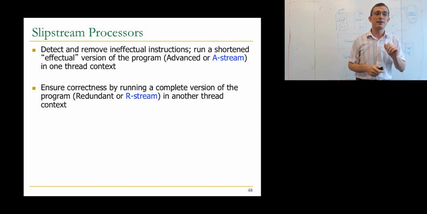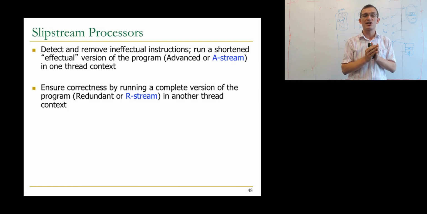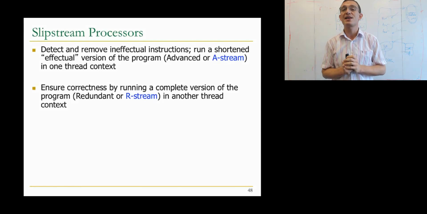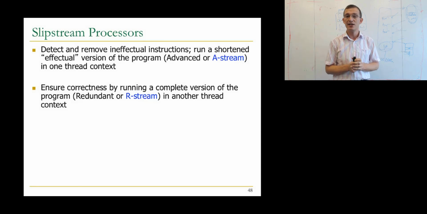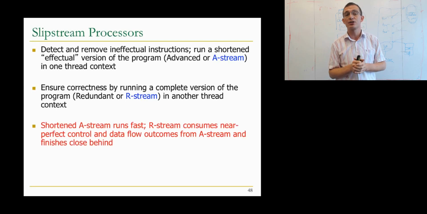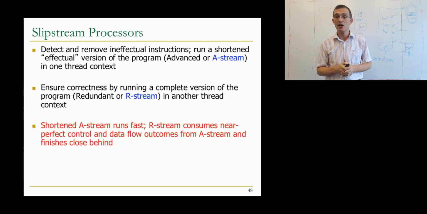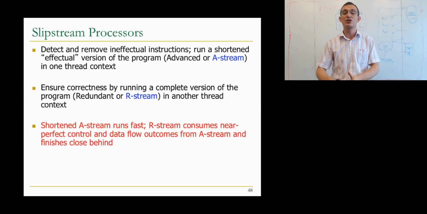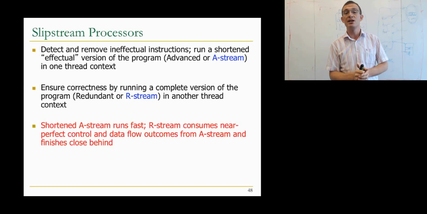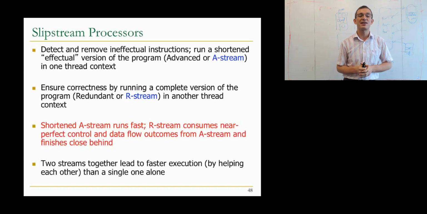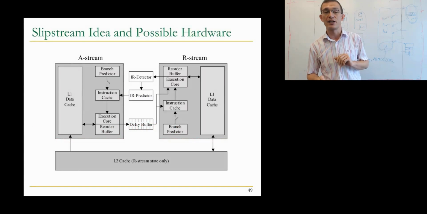Basically, slipstream processors detect and remove ineffectual instructions and run a shortened effectual version of the program, the advanced or A-stream, in one thread context, and they ensure correctness by running a complete version of the program, the redundant or R-stream, in another thread context. The shortened A-stream runs fast. The R-stream consumes near-perfect control and data flow outcomes from the A-stream and finishes close behind. The two streams together lead to faster execution by helping each other than a single one alone.